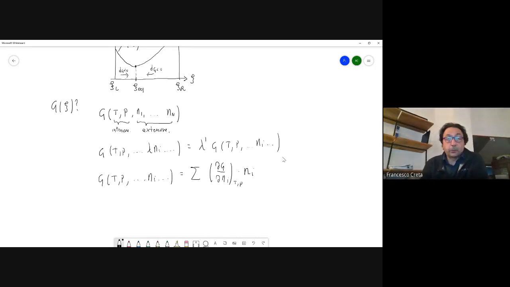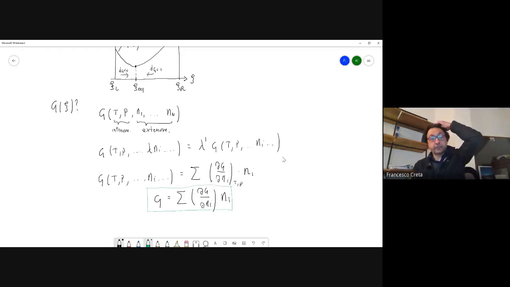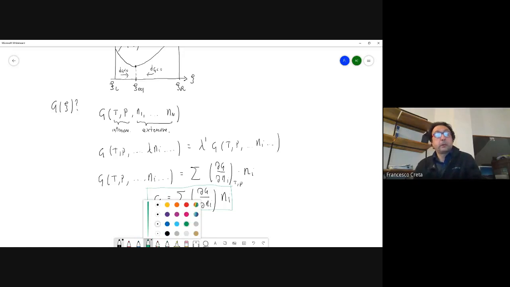And I'll repeat it here in short. So G is equal to this. I will put it in a box because this is really one of the most important relations that we will use. It's really the basic relation that we'll be using.